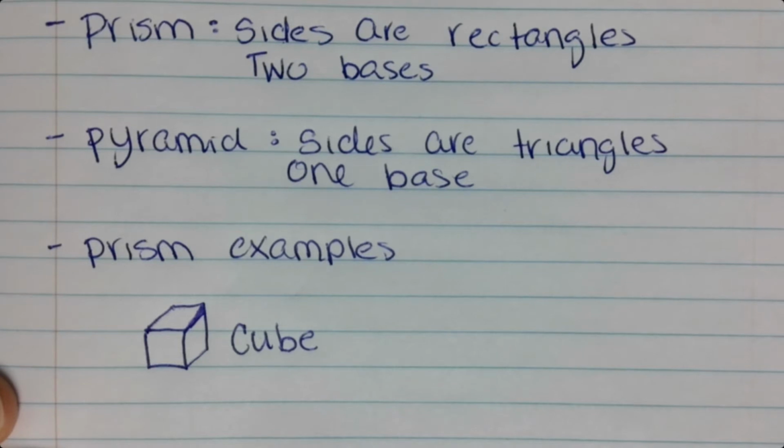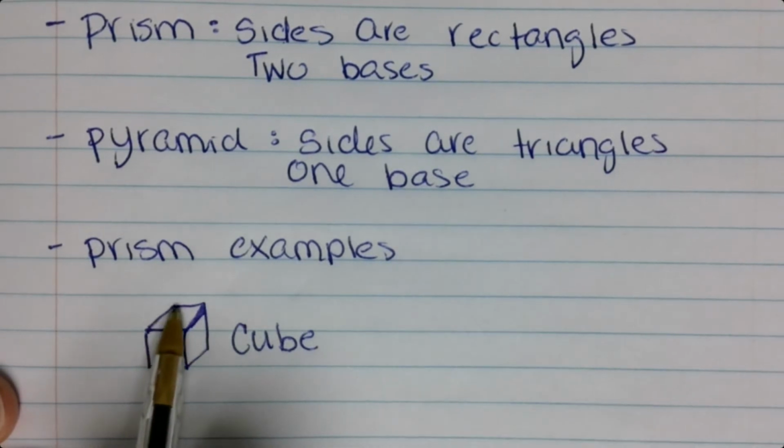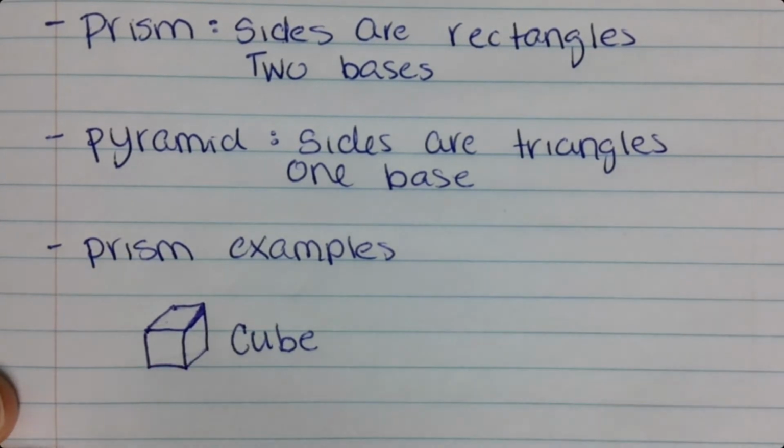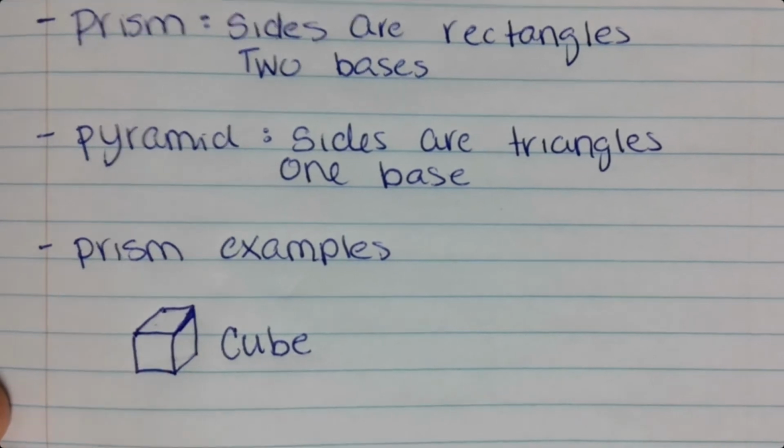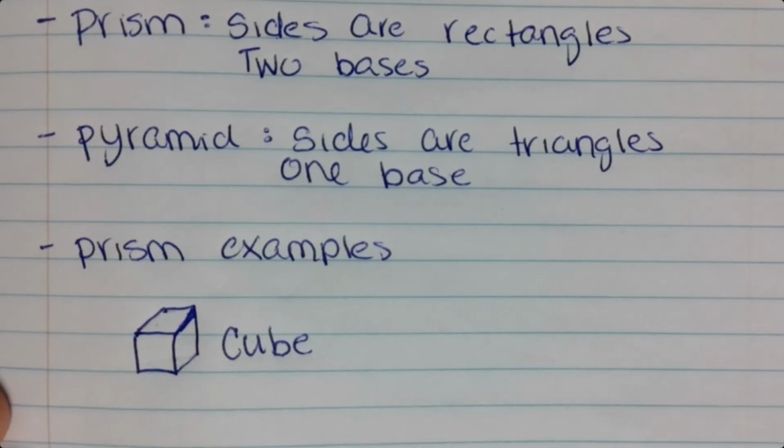Alrighty? So the base is this top, and then you can't see it because of how we drew it, but it would be down here. It's got two bases that are squares, right?